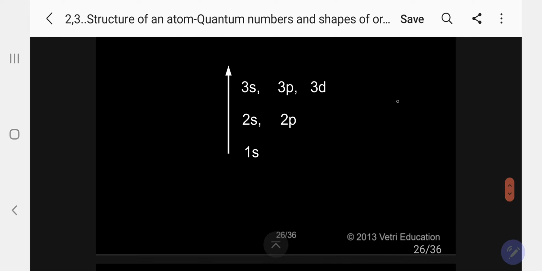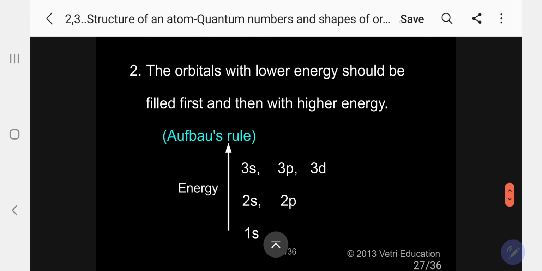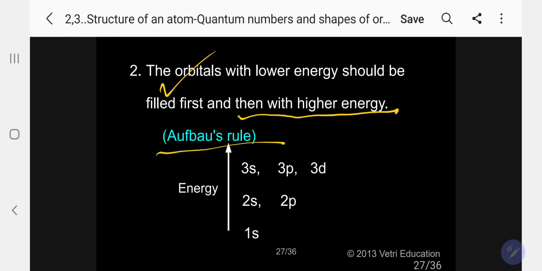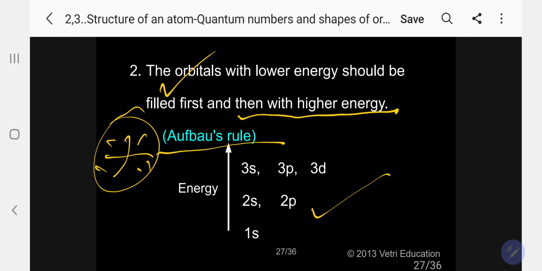Next, Rule 2. The orbital with lower energy should be filled first, and then the one with higher energy. This rule is called the Aufbau rule. Very, very important. Take an example: low energy 1s should be filled first. Then 2s and 2p: 2s at the lower level, 2p at a slightly higher level. So 2s second, then third. Like that we have to fill up.